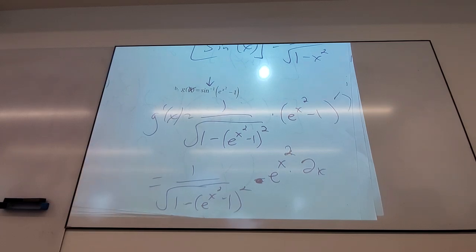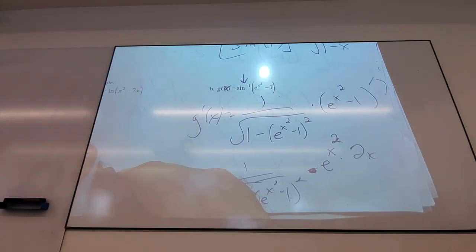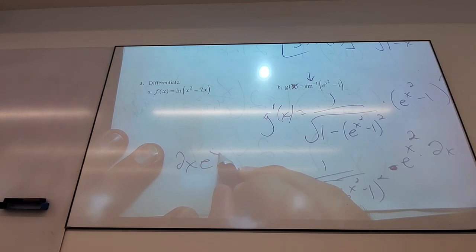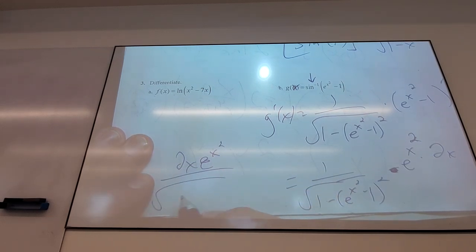How would you write the answer again? I'm sorry, so you would make it 2x e to the x squared over the square root of 1 minus stuff squared.